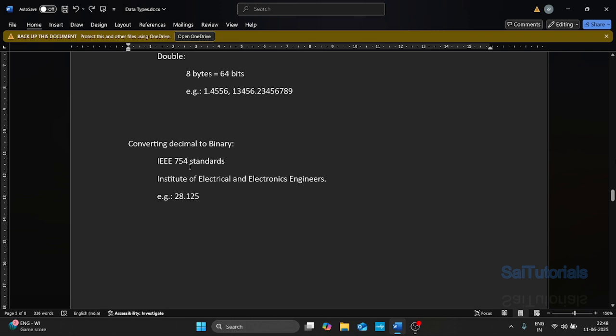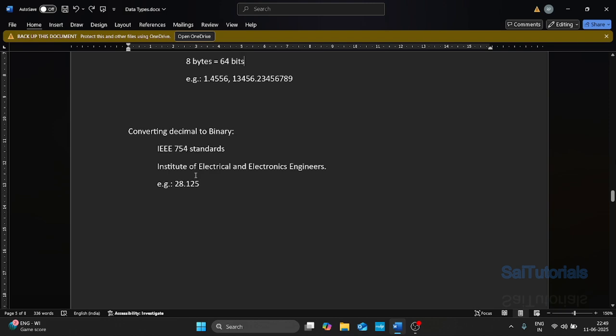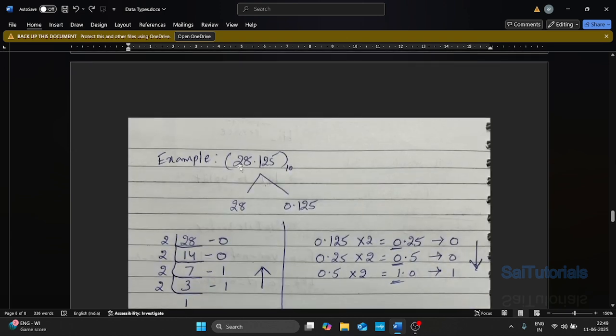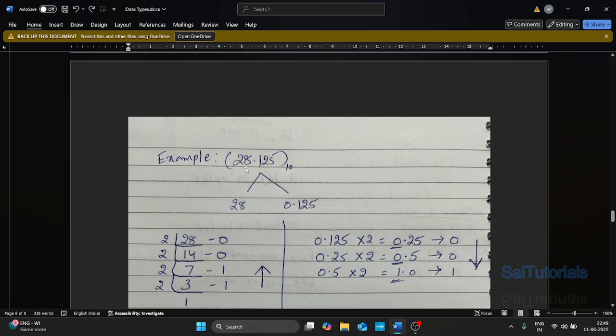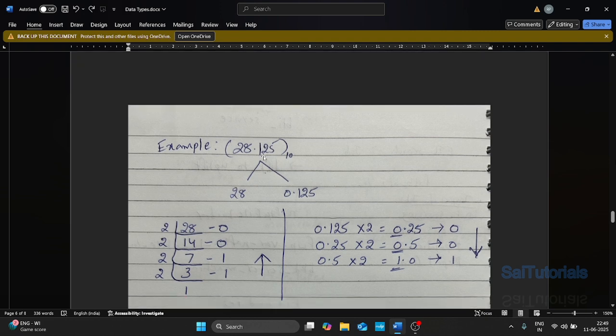We have standards provided by the Institute of Electrical and Electronics Engineers. They have a lot of standards, and for floating point, we have the standard number 754. Okay, and we will see this with an example. First we took the value 28.125, and we need to convert this value into binary, because computers only understand the binary language. If it's a normal integer, we can convert the value into binary by simply doing LCM. But this has a decimal part, so we need to do some extra operations.